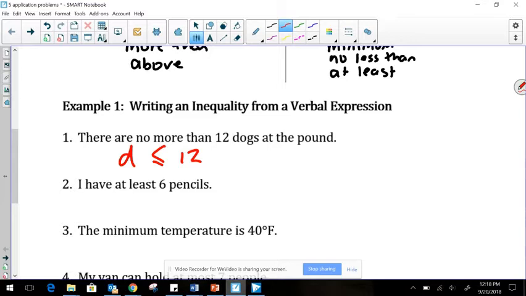All right, the number 2, I have at least. At least, if you look up at your chart, should be greater than or equal to 6. And I'll use P for pencils.